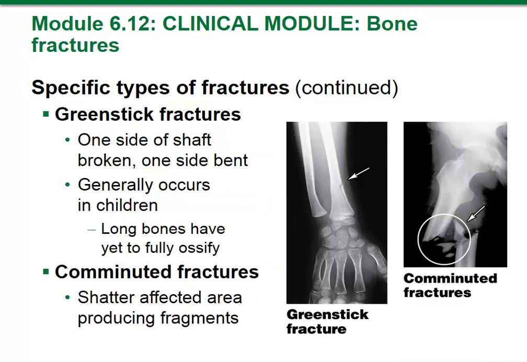Okay, greenstick fractures. One side of the shaft is broken, one side is bent. It often happens in children, and one reason why is because the long bones have not ossified, they haven't hardened. And then you have something called a comminuted fracture. It's actually shattered with fragments.